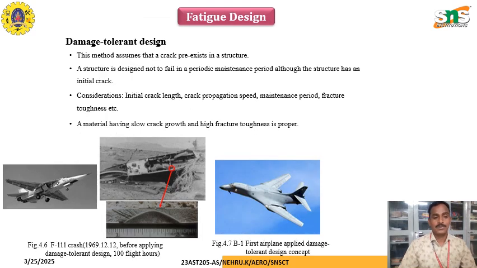Coming to the damage tolerant design, this method assumes that a crack pre-exists in the structure. A structure is designed not to fail within a periodic maintenance period. Although the structure has an initial crack, consideration needs to be given to the initial crack length, crack propagation speed, maintenance period, and fracture toughness. These are to be considered during damage tolerant design. A metal having a low crack growth rate and high fracture toughness is proper. In the crash test, a few examples are shown in the figure.